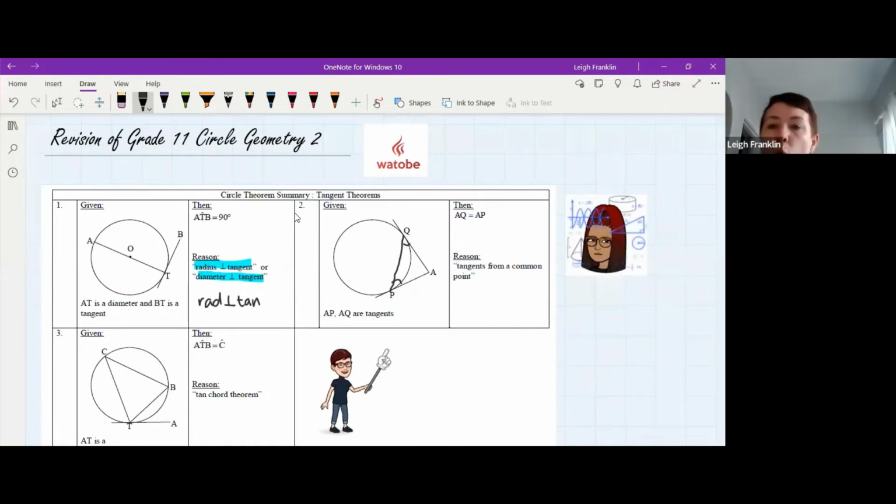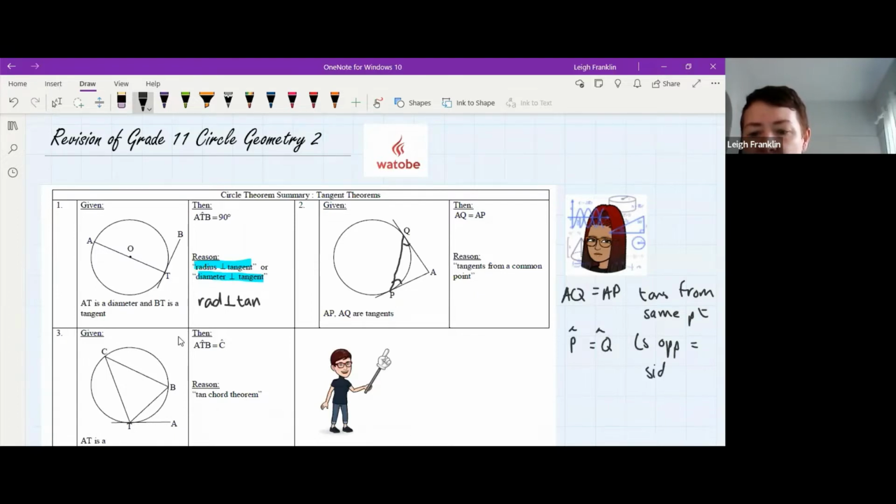They are equal. Why would they be equal, Pumla? I will construct, therefore I will say triangle. You don't have to construct anything. Once you've already stated that AQ is equal to AP, and you've provided your reason that they are tangents from the same point, you would then conclude that angle P equals angle Q, because they are angles opposite equal sides.